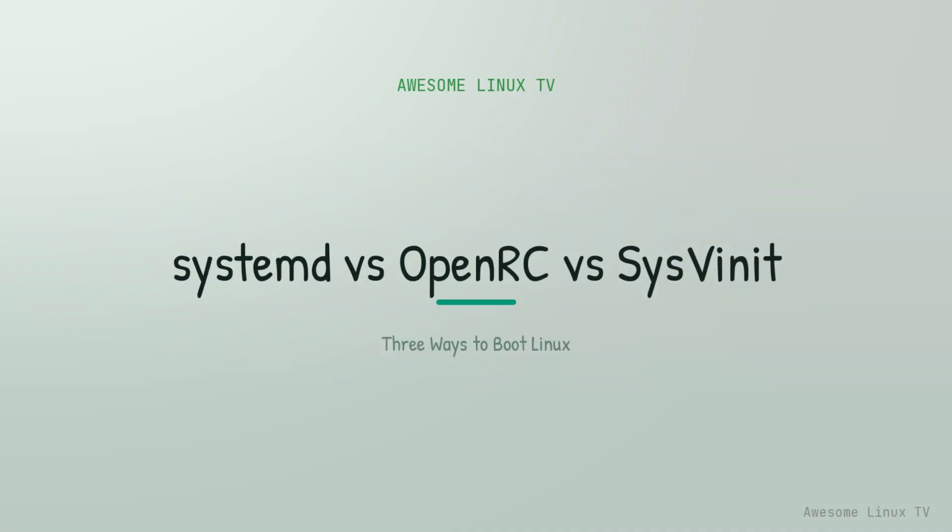When your Linux machine powers on, something has to start all the services that make it useful. Networking, logging, your display manager. That something is called an init system, and there are three you'll run into: SysVinit, OpenRC, and systemd. Today we'll look at how each one works, where they differ, and why the choice still sparks arguments.